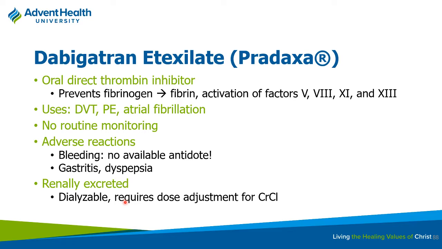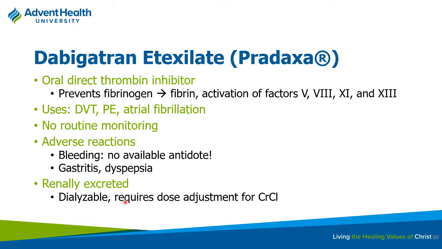And so again, by preventing the activation of fibrinogen, it then had downstream effects to kind of prevent activation of a lot of the other bits of the clotting cascade. And so you could use this for DVTs, you could use it for PEs, AFib. It was great because there's no routine monitoring you had to do for it. So you just put them on a standard dose and then they're good to go. You don't have to do any further monitoring.